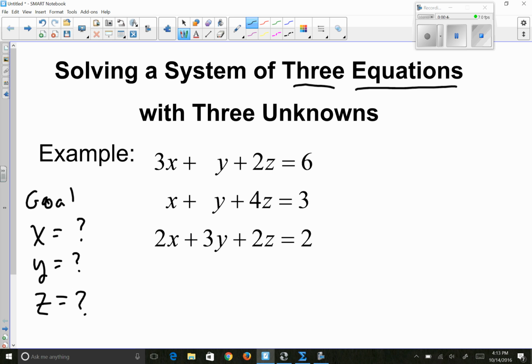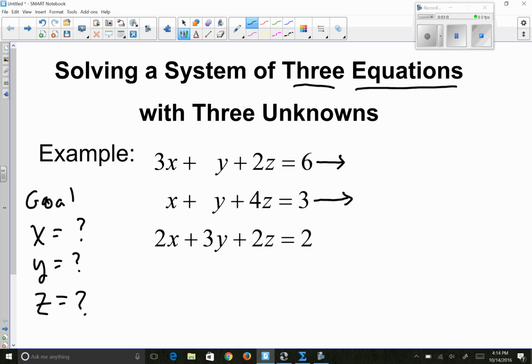Here's how we do it. First step is pick any two equations. It doesn't matter which two equations you start with. It could be the first two, it could be the second one and the third one, or it could be the first one and the third one. I'm going to choose the first two equations. Choose the equations by drawing these arrows next to them.